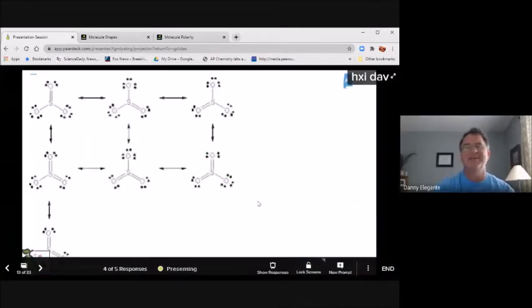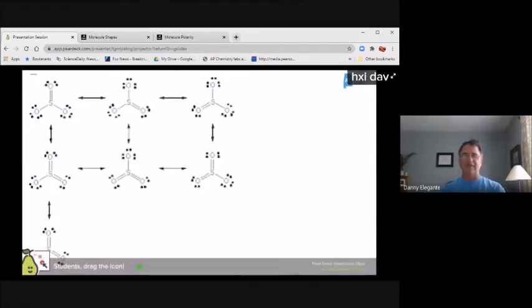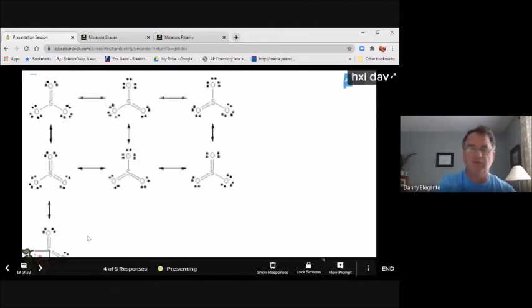But the goal here is to minimize formal charge. So sulfur in that very last molecule at the bottom has 6 minus 0 minus half of 12. So 6 minus half of 12 is 6. 6 minus 6 is 0. So the one that gives sulfur with a formal charge of 0 is down here at the bottom.